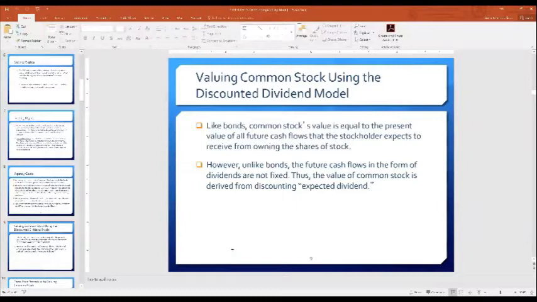Alright? And then valuing common stock using the discounted dividend model. So like bonds, the common stock's value is equal to the present value of all future cash flows that the stockholder expects to receive from owning the shares of stock. Okay? And then, unlike bonds, the future cash flows in the form of dividends are not fixed. Thus, the value of common stock is derived from discounting expected dividends.